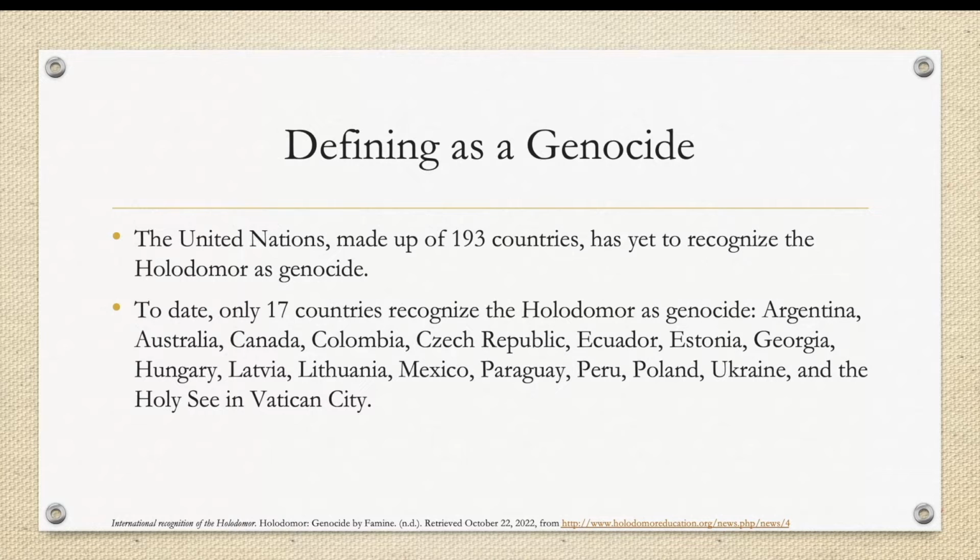So next we're going to define the Holodomor as a genocide. And to give you a little bit of context, the United Nations, which is made up of 193 countries, has yet to recognize the Holodomor as genocide. And to date, only 17 countries recognize the Holodomor as genocide, and those countries are Argentina, Australia, Canada, Colombia, Czech Republic, Ecuador, Estonia, Georgia, Hungary, Latvia, Lithuania, Mexico, Paraguay, Peru, Poland, Ukraine, and the Holy See and Vatican City.